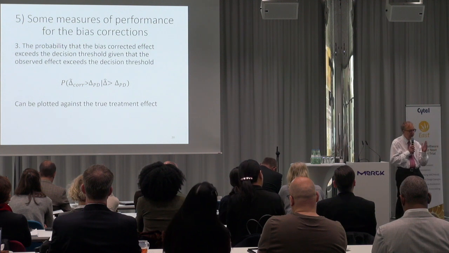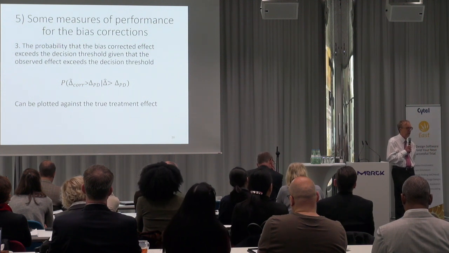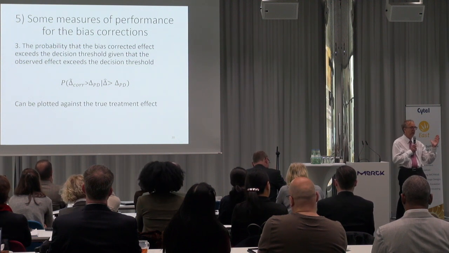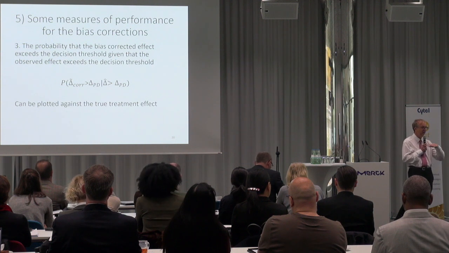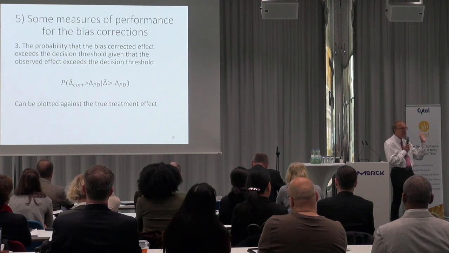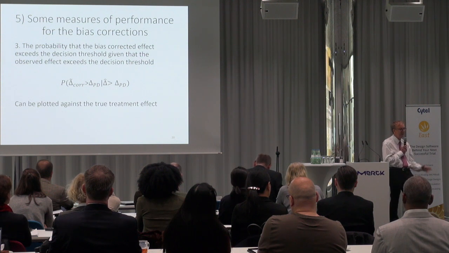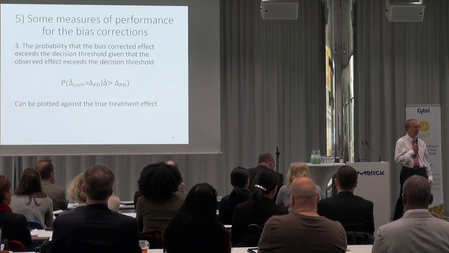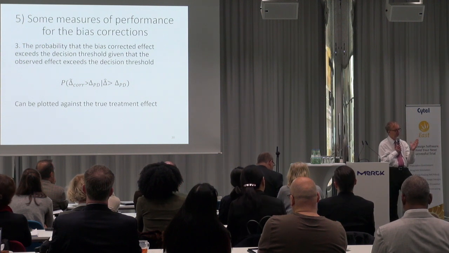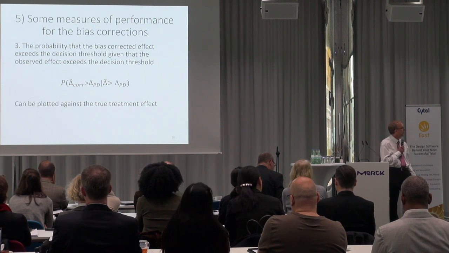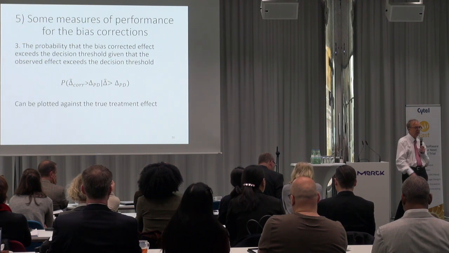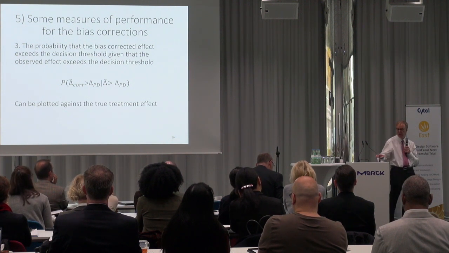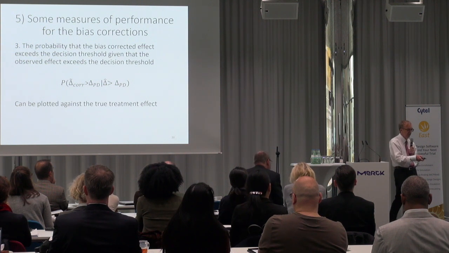Suppose your usual estimate crosses the decision threshold, possibly for quite low treatment values. In that case, you would like your corrected estimator not to cross that decision threshold if the true treatment effect is low. And by comparison, if the true treatment effect is of interest, then you would like it to cross the decision threshold. So we can plot this against the true treatment effect and see how that correction does, given that your usual estimate has crossed a decision threshold.